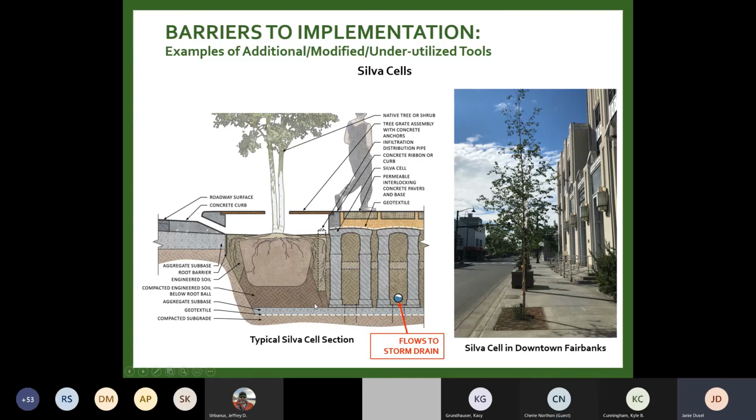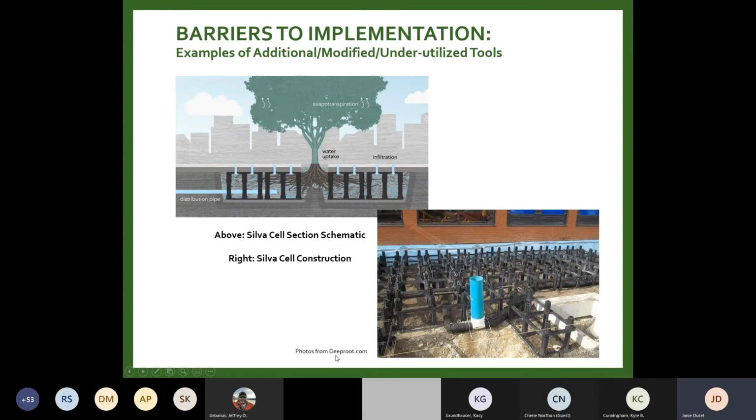I'm going to show you one other picture. These pictures are from Deep-Root's website. They actually have lots of videos, photos, design guides. There's lots of tools on Deep-Root's website if you're interested in this. But it's essentially just a grid system.